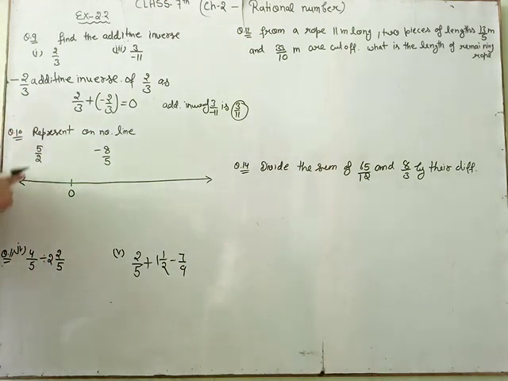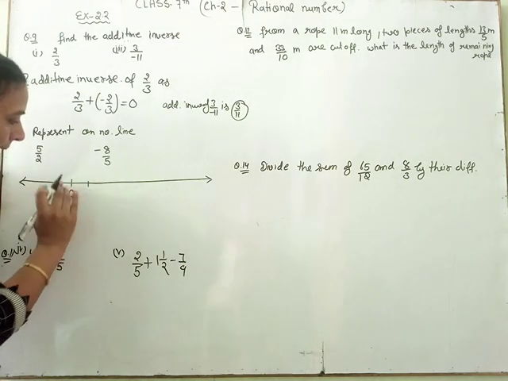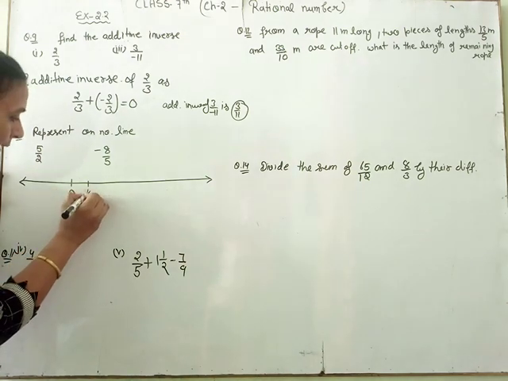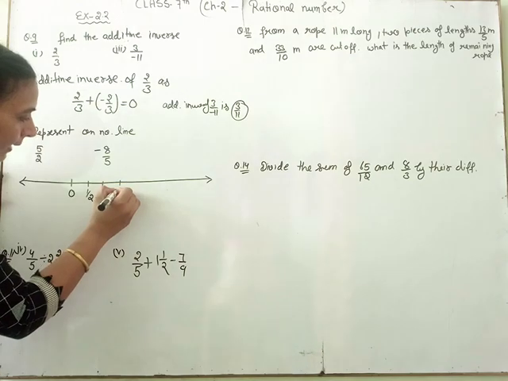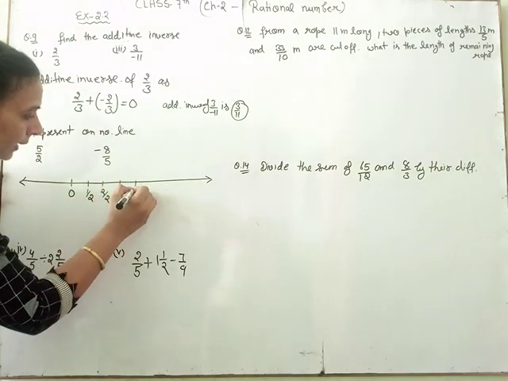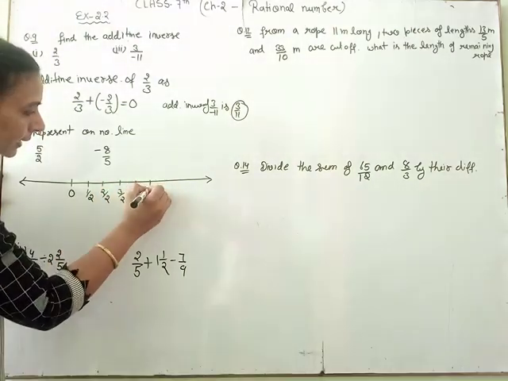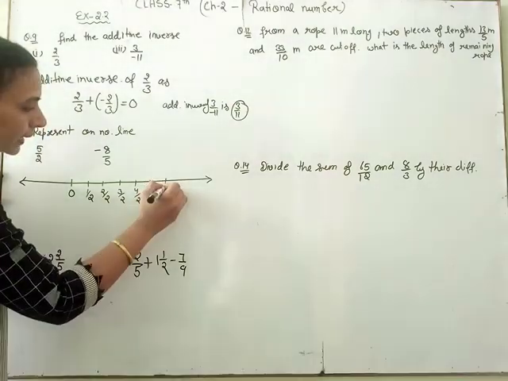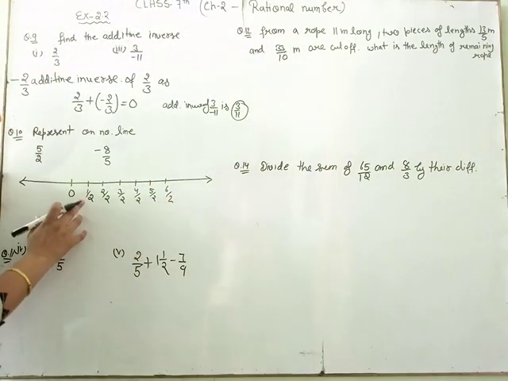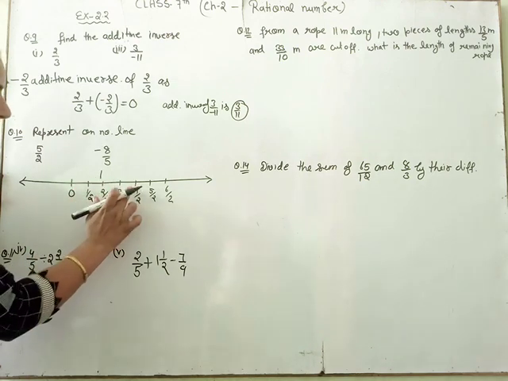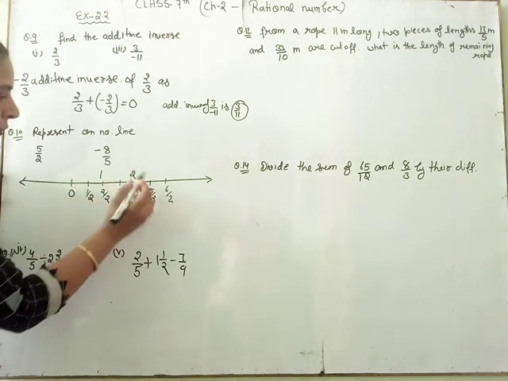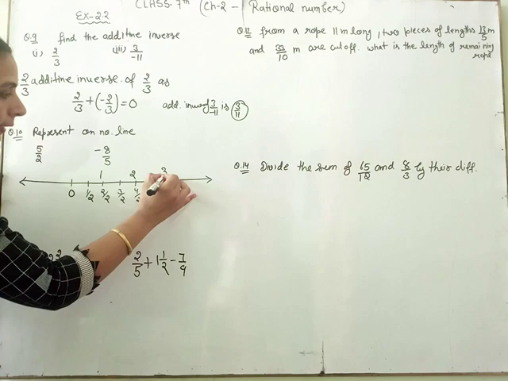First we take the denominator. The denominator is 2. So first we take the same difference, 1 by 2. Next is 2 by 2, next is 3 by 2, next is 4 by 2, next is 5 by 2, next is 6 by 2. 1 by 2 is 0.5, 2 by 2 is 1, 4 by 2 is 2, 6 by 2 is 3.